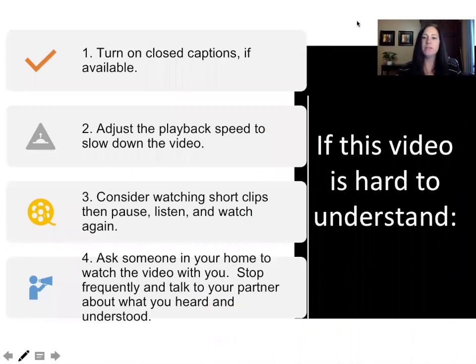If this video is too hard to understand, 1, turn on closed captions. 2, adjust the speed of the video. 3, pause and watch again. 4, pause and discuss with someone in your home.